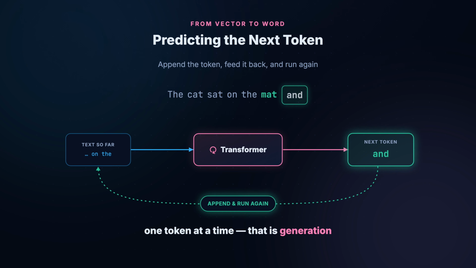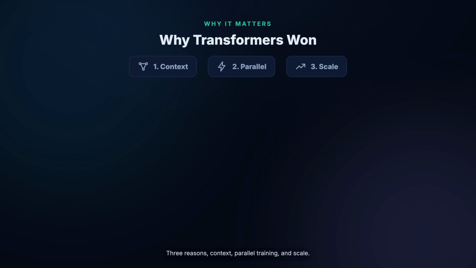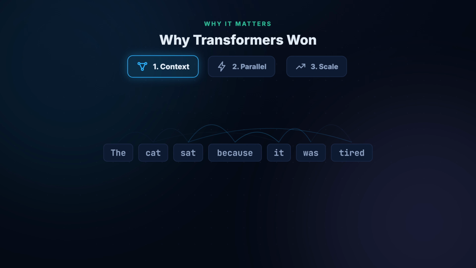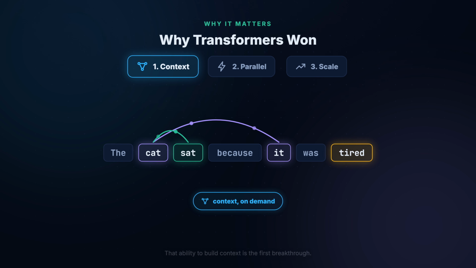That is generation. So why did transformers change AI forever? Three reasons: context, parallel training, and scale. First, self-attention lets tokens build context dynamically. Instead of processing a sentence as isolated pieces, the model can decide which tokens matter for each prediction. A pronoun can connect back to a noun. A verb can connect to its subject. A word can change meaning based on the words around it.